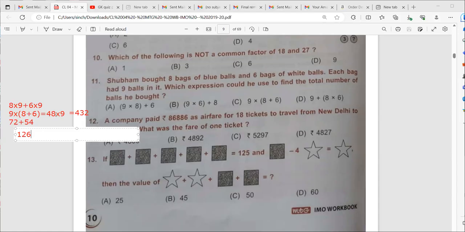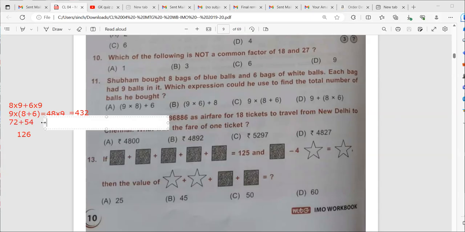No, I made a mistake. 6 plus 8 is equal to how much? 14. 14 into 9 is how much? 126. So both the answers are equal, this one and this one.